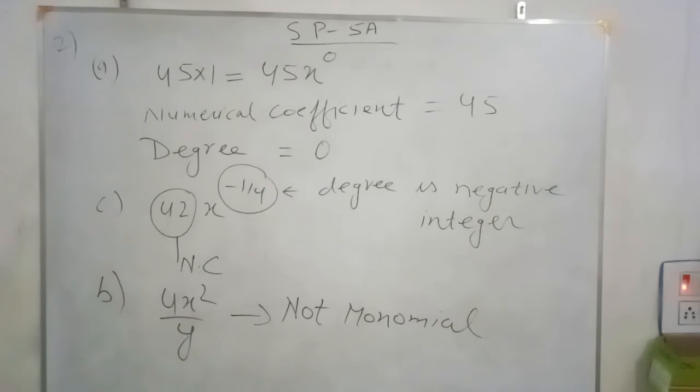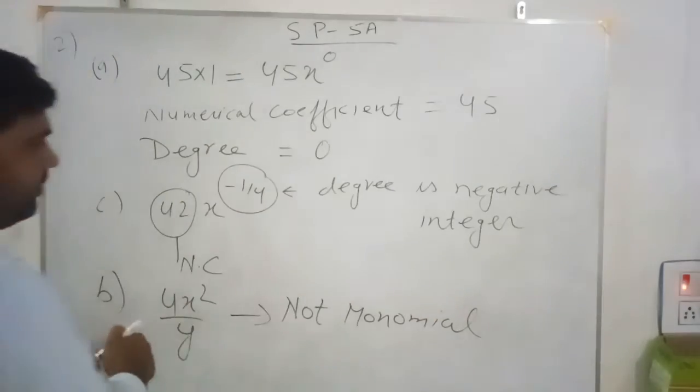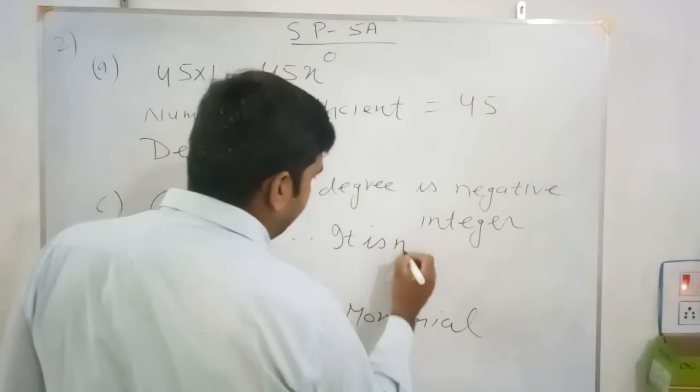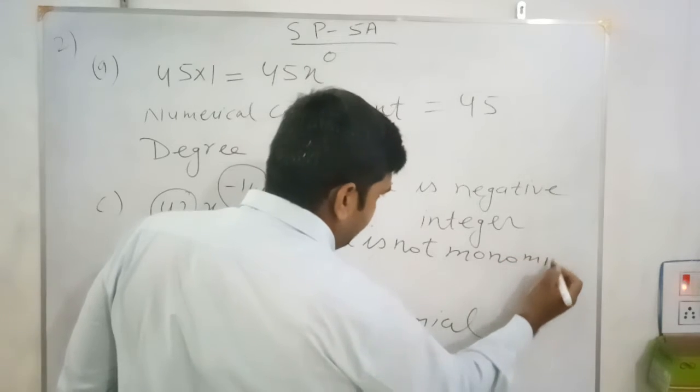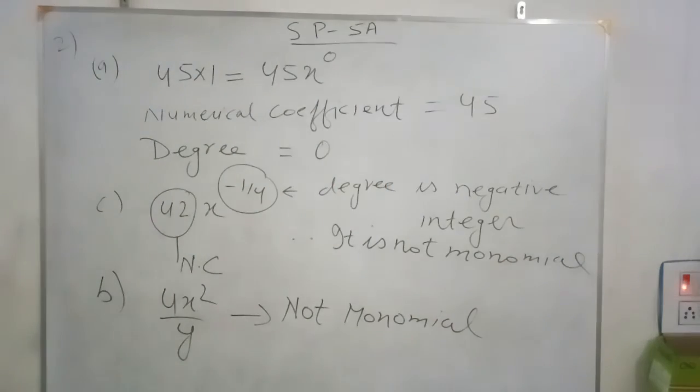Since it is not a monomial, it is not a polynomial, because the degree of y is minus 1, a negative integer. Degree is a negative integer, therefore it is not a polynomial or monomial.